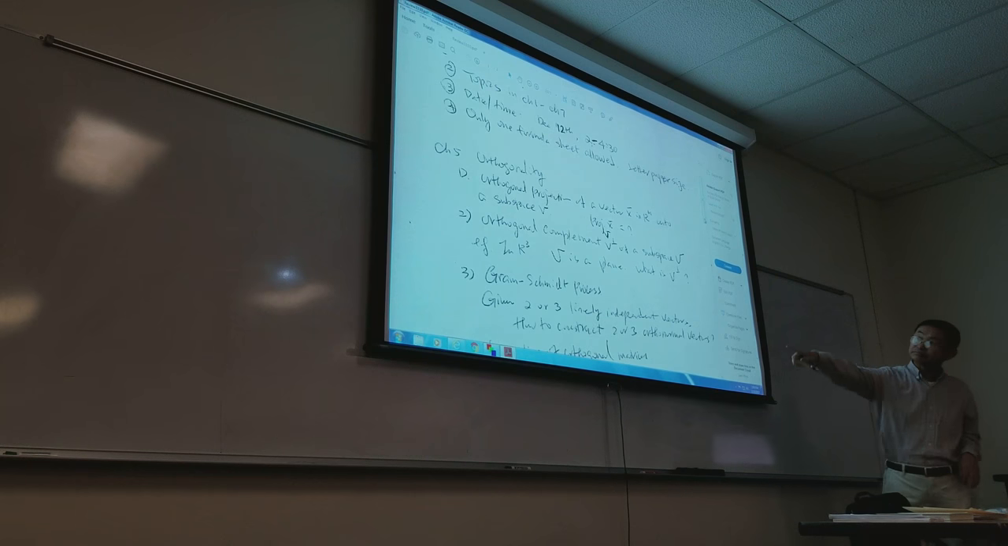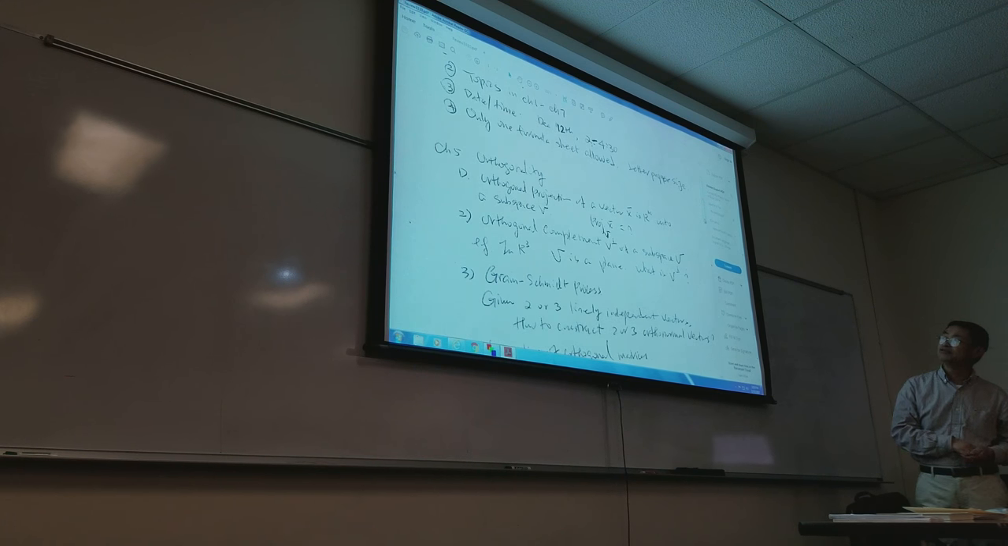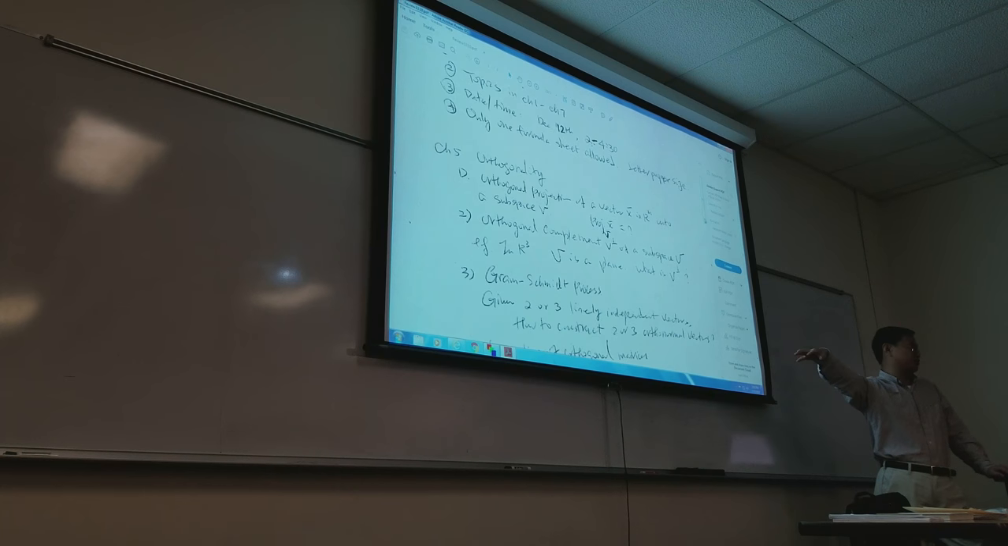Okay. So first one is the orthogonal projection of a vector x in n-dimensional space onto a subspace. I think you are quite familiar with this one. This is very basic in algebra. So you should know how to calculate the orthogonal projection of a vector in n-dimensional space onto a subspace, like a plane. So you have the formula. I'm just mentioning this topic. You need to do it.